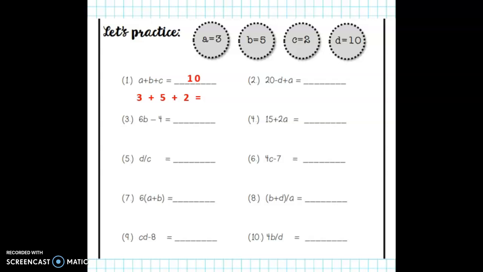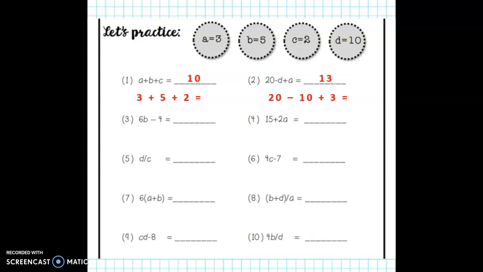Number 2, 20 minus D plus A. The 20 stays the same. You're going to be subtracting 10 and adding 3. Following order of operations, we start at the left. 20 minus 10 is 10. 10 plus 3 is 13.